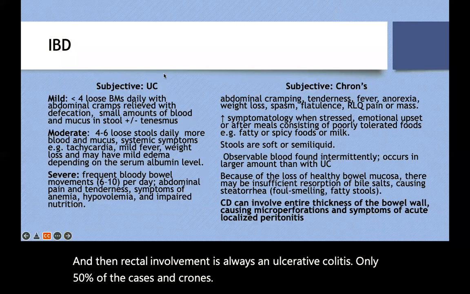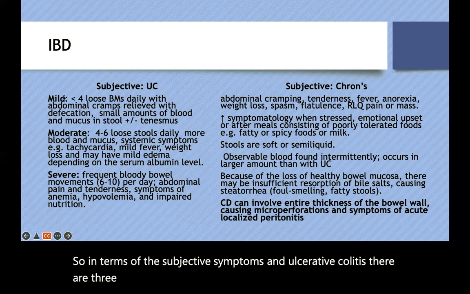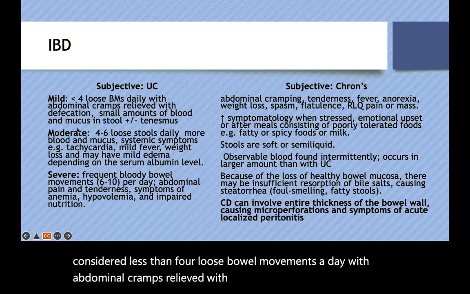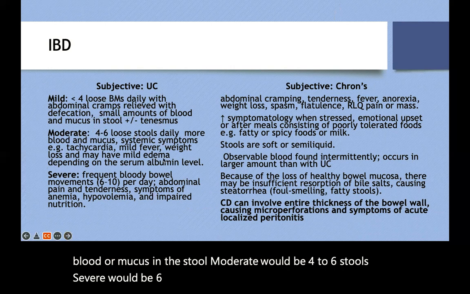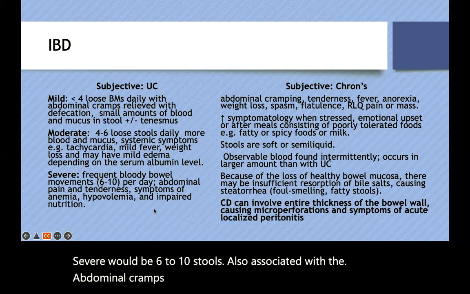Okay, so in terms of the subjective symptoms in ulcerative colitis, there are three versions: mild, moderate, severe. Mild would be considered less than 4 loose bowel movements a day with abdominal cramps relieved with defecation, and small amounts of blood and mucus in the stool. Moderate would be 4 to 6 stools. Severe would be 6 to 10 stools, also associated with abdominal cramps, possibly systemic symptoms in both moderate and severe.